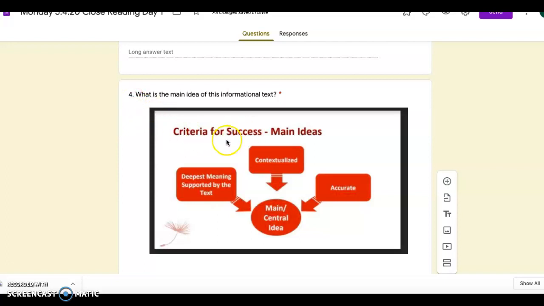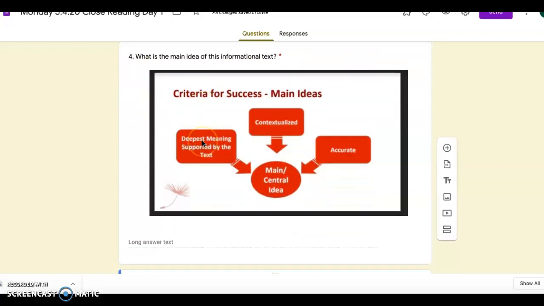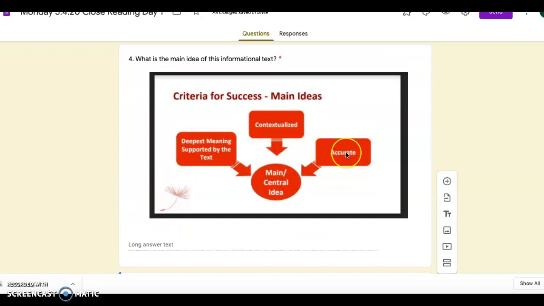The CFS, Criteria for Success, helps us guide our thinking as we're writing. So, is the main idea that you'll be writing here accurate? Does it talk about all of those important genre frames or thinking jobs that you were thinking of as you read it, such as, what's the topic and what did it teach you about the topic? Is it contextualized? So, do you have evidence from the text? And does it include the deepest meaning supported by the text? Which, as we know, when reading an informational text, is the author's point of view, how they felt about this topic and what they wanted us to know.